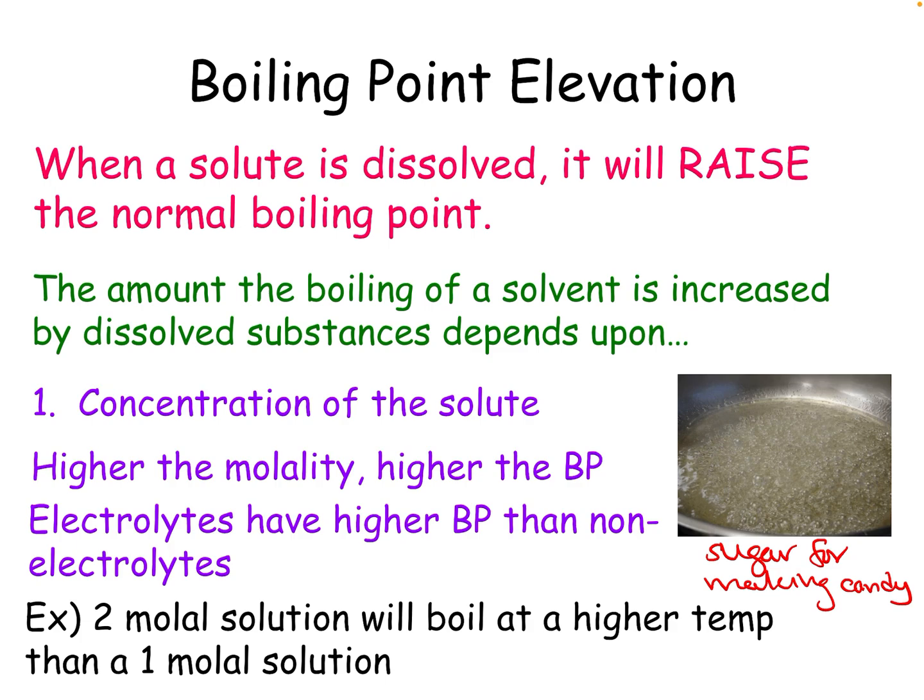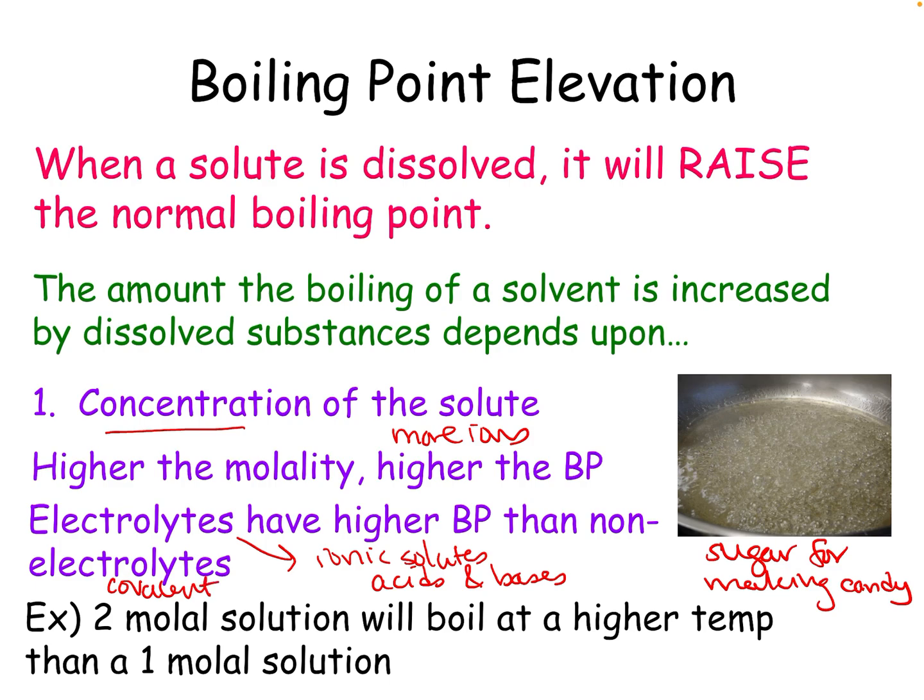So again, just like the freezing point depression, the boiling point elevation depends on your concentration. Obviously, the higher your molality, the higher the boiling point, because there are more ions. The more ions, the more extreme highs and extreme lows. And those electrolytes, remember, those are ionic solutes, which are salts, acids, and bases, which we'll talk more about later. Those are going to have a higher boiling point than the non-electrolytes, which are those covalently bonded molecular things. So again, a 2 molal solution will boil at a higher temperature than 1 molal.